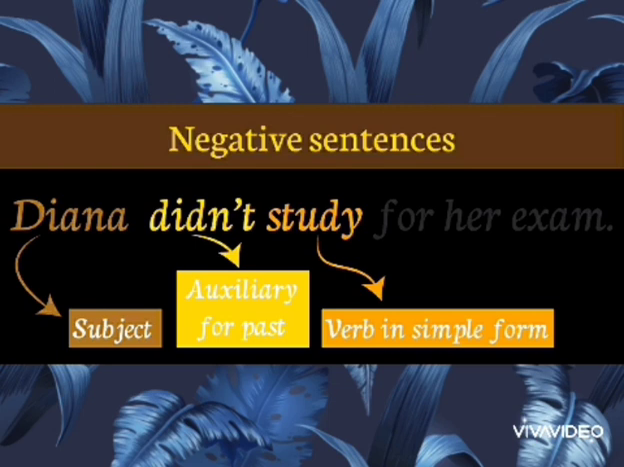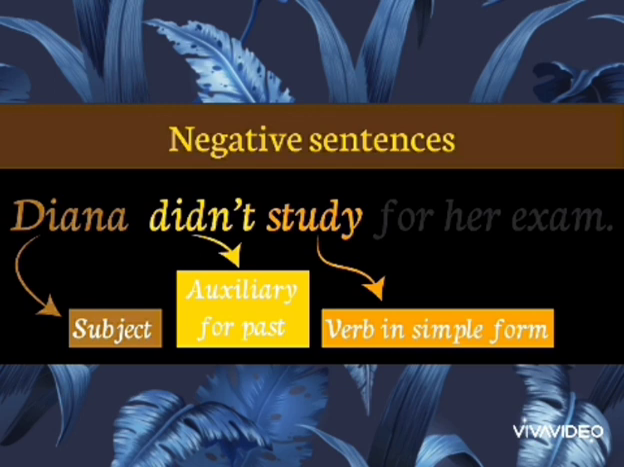Here, Diana is your subject, name of any girl, and then you have to use your auxiliary verb in the past form, and did is the past form of do. So as it is simple past, did is used, and as it is a negative sentence, you have to use not. So Diana didn't study. You have to use the simple present form of the main verb. Diana didn't study for her exam.